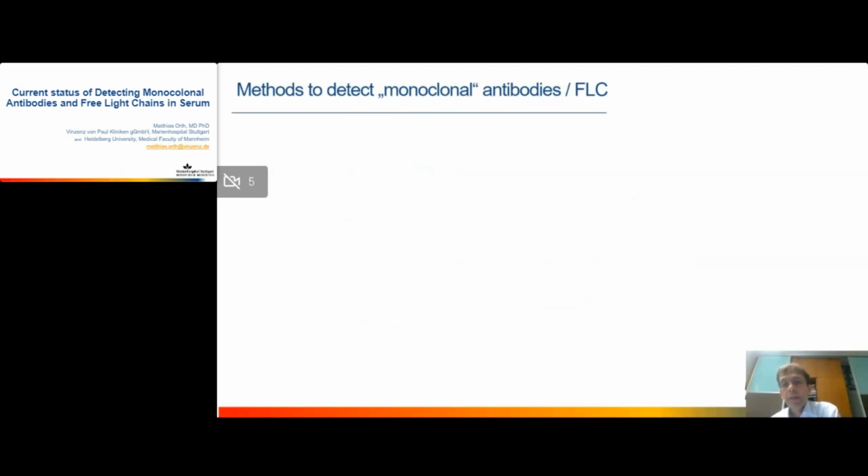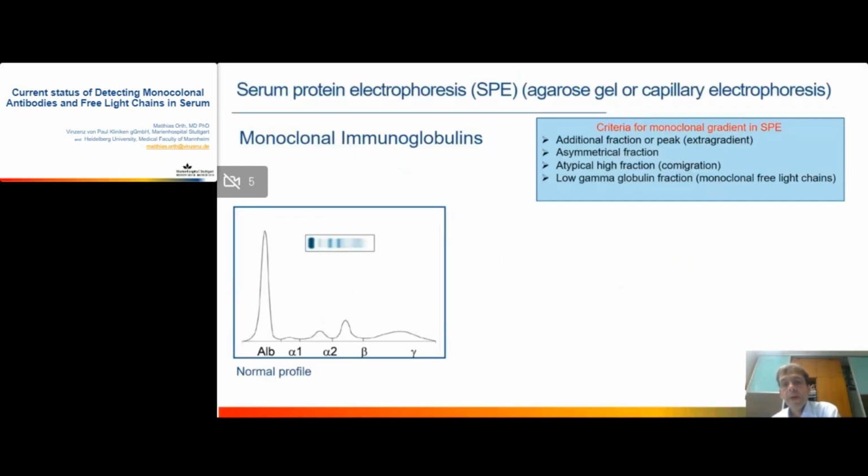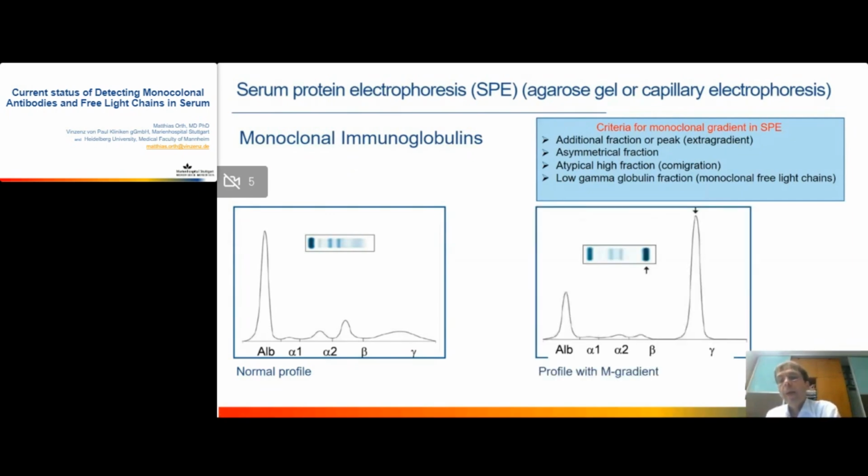What are the techniques we are employing? For serum protein electrophoresis, you all know it. This looks like a normal serum protein electrophoresis, and when we get patients with multiple myeloma, we have either an abnormal fraction or peak, an M gradient. This might also be an asymmetrical fraction. It might be a very high fraction, like a typical high fraction with a co-migration. And there also can be a very low gamma globulin fraction if only monoclonal free light chains are present in this patient.